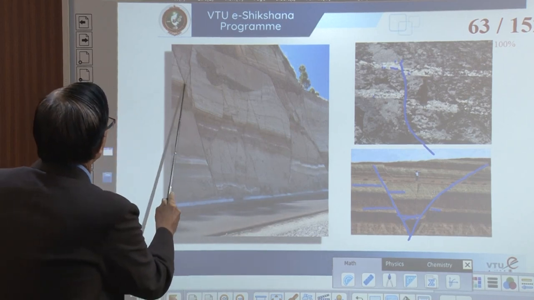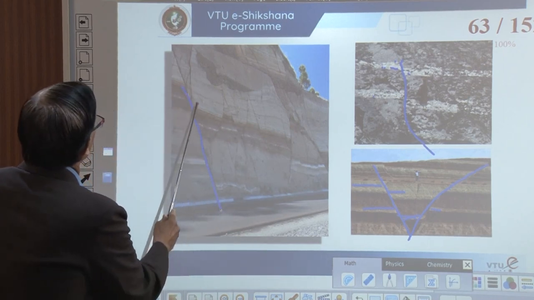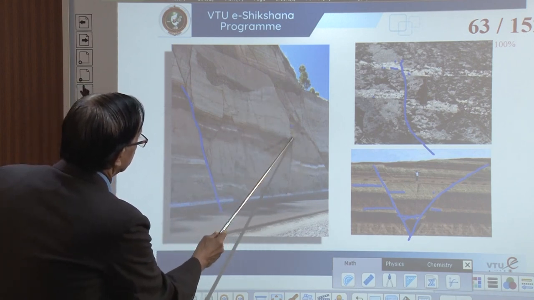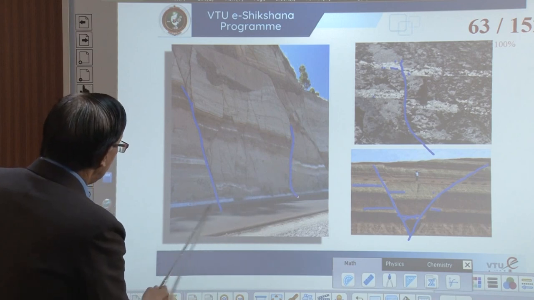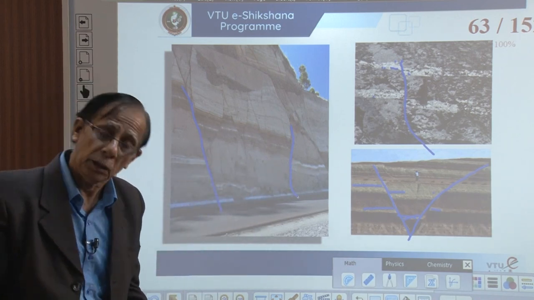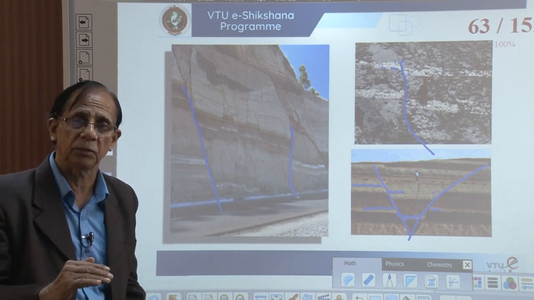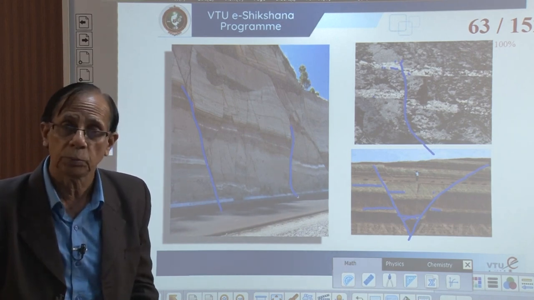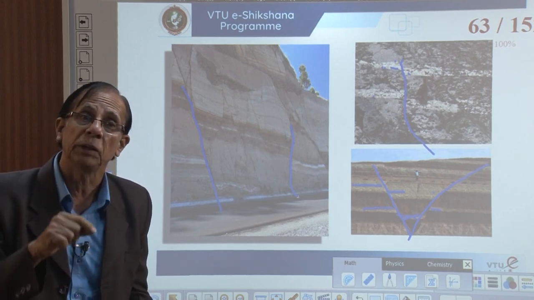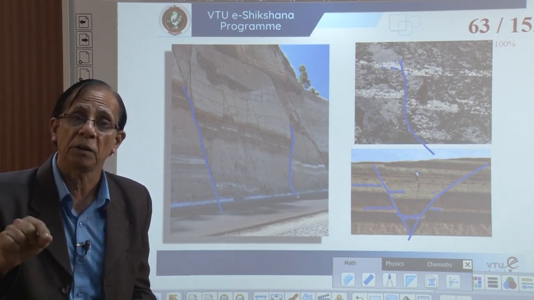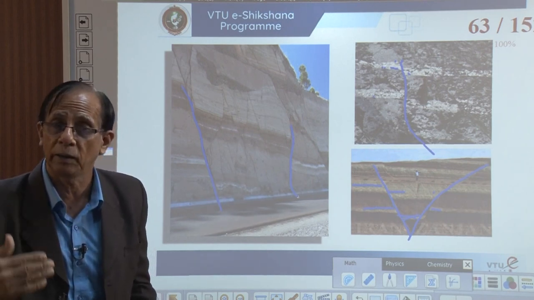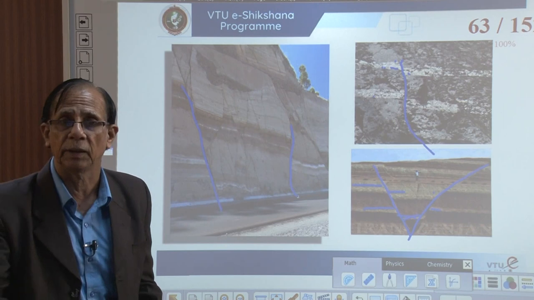And here you see, this is a crack. Again here, again here. See, this is the crack along which displacement has taken place. If relative displacement has taken place, it is a fault. No displacement, it is called joint. But both are cracks. The effect of both is different on the strength of the rocks, and therefore I have to handle both differently.